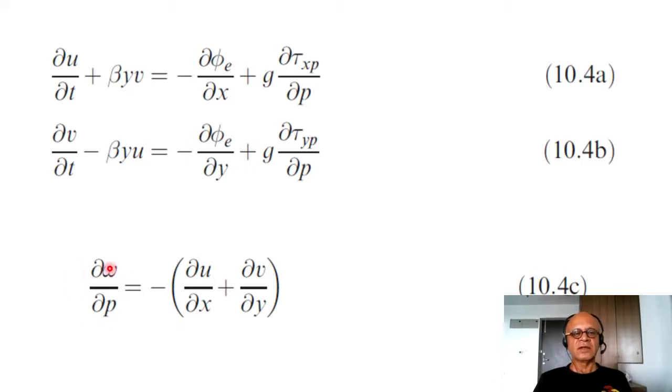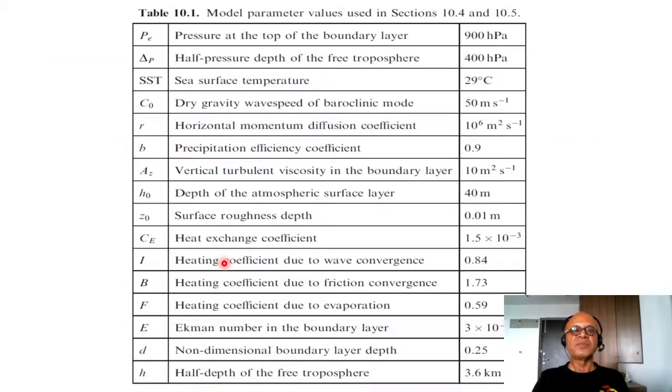So that's how you end up getting this form of the mass conservation equation. It looks like a non-divergence equation of an incompressible fluid, whereas the atmosphere is a highly compressible fluid, and that's the convenience of doing things in the pressure coordinate.